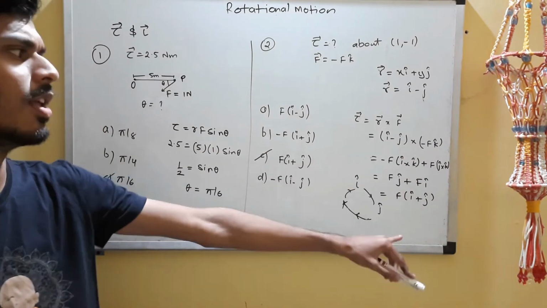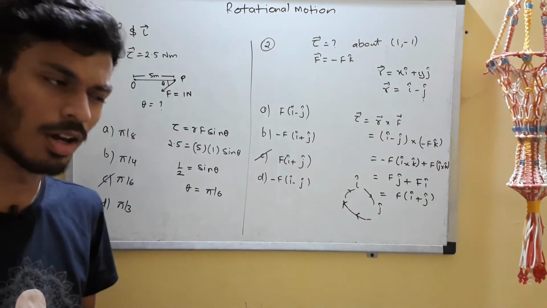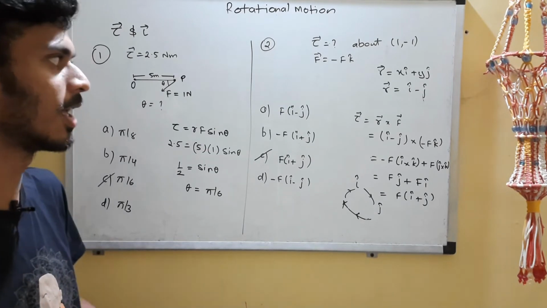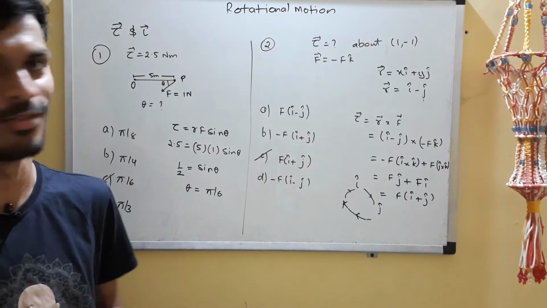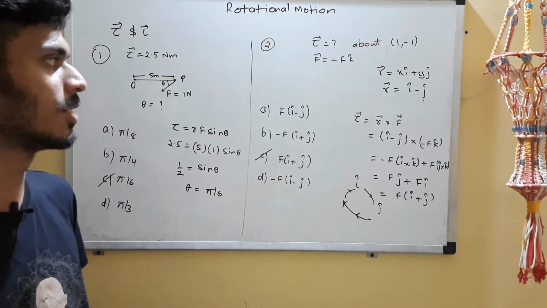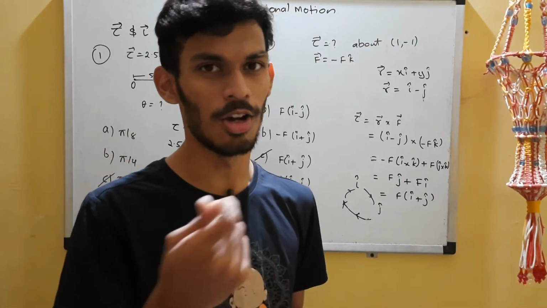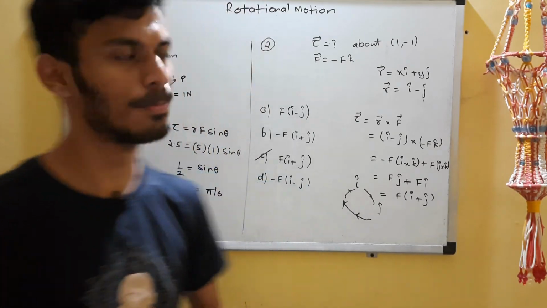So simple rules of your cross product you were supposed to use over here, and the formula r cross F. So those were simple questions from torque. Let's do one more question which is based on conservation of angular momentum.